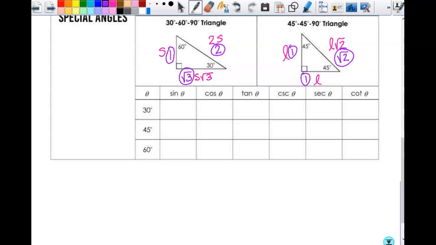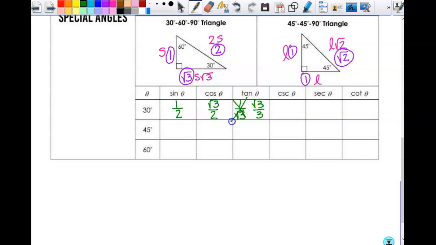All right, so let's find all these pieces here, because these are going to be the super important numbers to you. The sine of theta, and we'll start with 30. Sine of 30 is opposite over hypotenuse. That's 1/2. Cosine of 30, adjacent over hypotenuse, square root of 3 over 2. Tangent of 30, opposite over adjacent, so that's 1 over the square root of 3, which becomes what? Square root of 3 over 3.